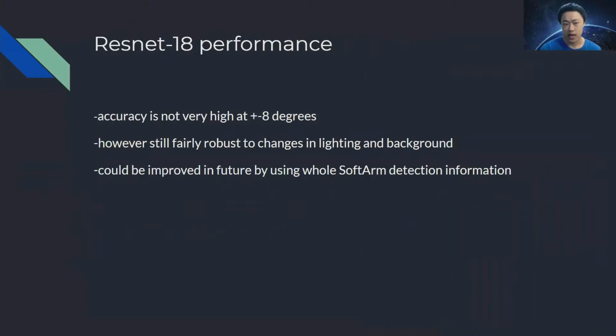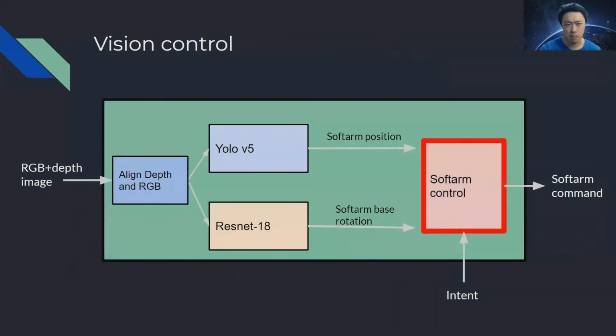However, we found the accuracy to not be great, which was plus minus 8 degrees. This is likely due to a few factors, such as the camera being placed slightly off from where it was trained, distortion in the camera lens, and just the network not being perfect. I think this could probably be improved in the future by trying to detect the whole soft arm rather than just the bottom segment. Now I'll talk about the vision control, which takes in the position and rotations of the soft arm from the previous convolutional neural networks.